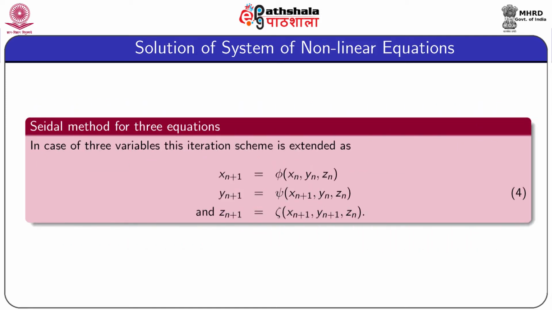This modification is called the Seidel iteration. And in case of 3 variables, the iteration scheme is extended as xn plus 1 equal to phi(xn, yn, zn).